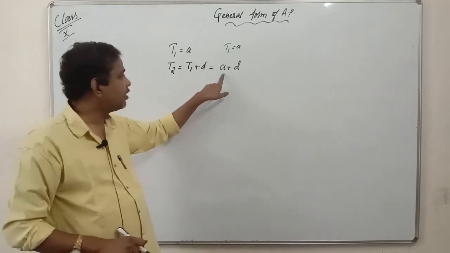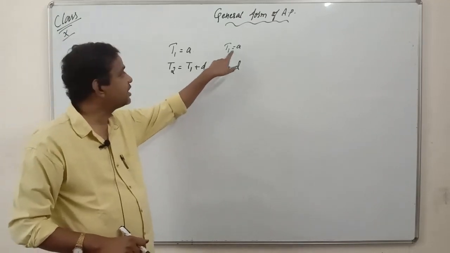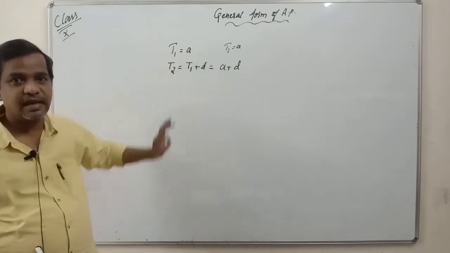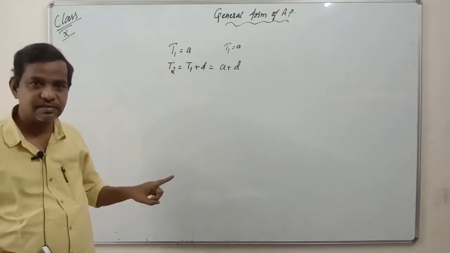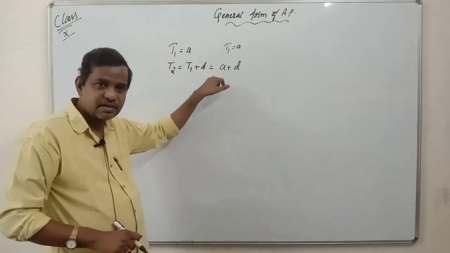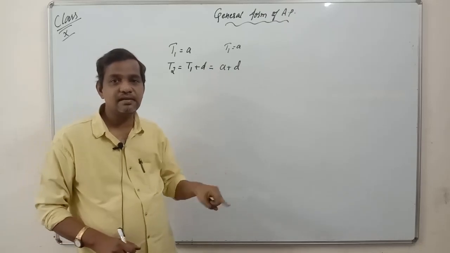But I am taking A here. Why A? Because T1 is A, the first term. So A is nothing but the first term. For the first term, what are we adding? The common difference. If you add the common difference to the first term, you will get the second term.